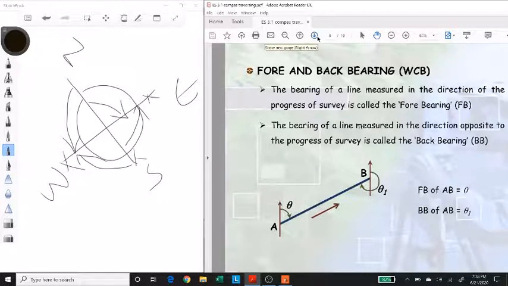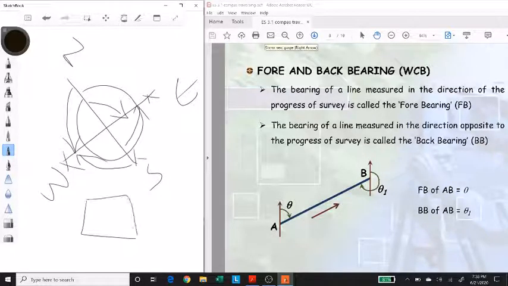Now, two terms that we'll be using a lot, the forebearing and the back bearing. So they basically mean that when you're doing traversing, and let's say if this is my traverse, I have A, B, C, and D. So the forebearing and the back bearing depend on the direction of your survey. So if I am starting at A and I am moving in this direction, so this is my direction of survey, placing my compass at A and looking at B, the bearing would be forebearing. Placing my compass at B and looking at A, that would be my back bearing for the same line. So every line has two bearings, a fore bearing and the back bearing.